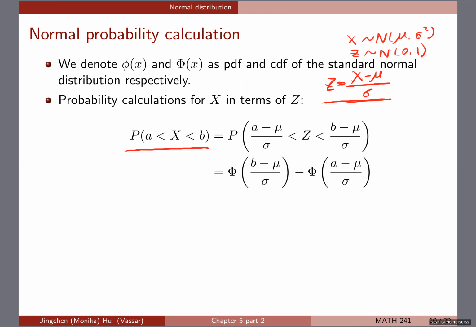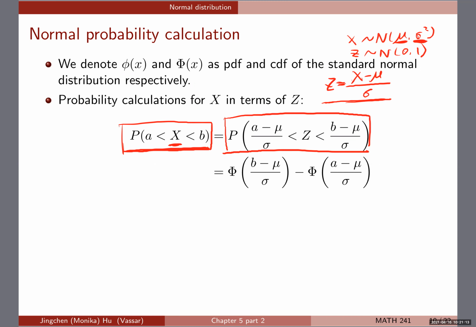Okay, so when that happens, if I want to compute the probability of my random variable, a normal random variable with mean mu and variance sigma square, falling into the range of A and B, that's the probability calculation. I can always bring it back to the standard normal.